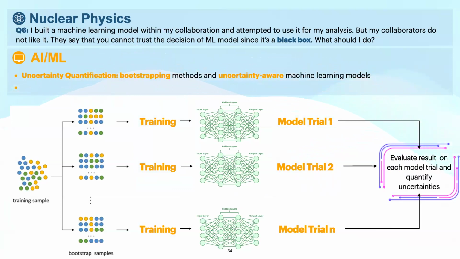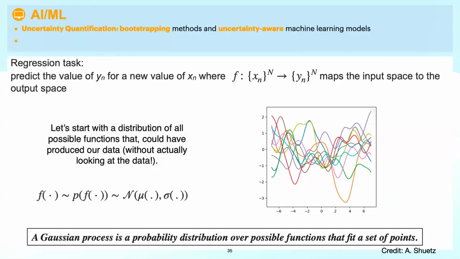But another thing I want to bring your attention to is the second category, which is something called uncertainty-aware machine learning models. A machine learning model that can directly give you an uncertainty when you are training it or when you are using it to make a prediction. So one of the models I want to discuss is called a Gaussian process.